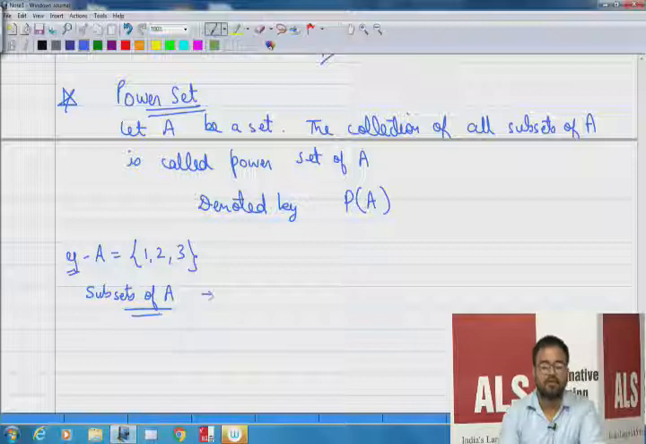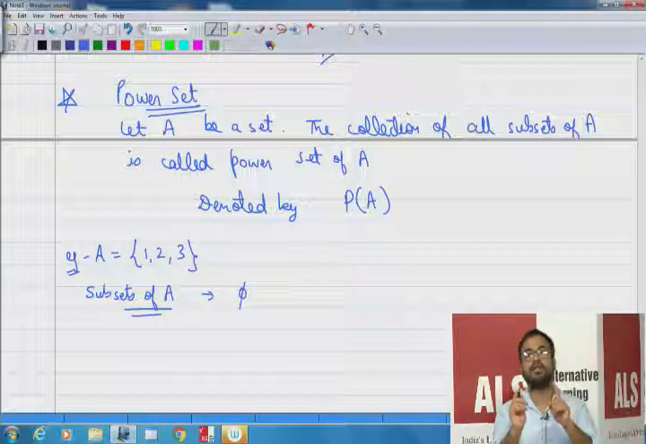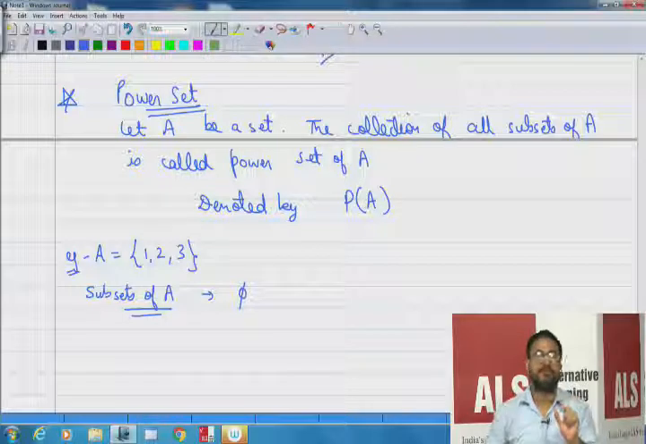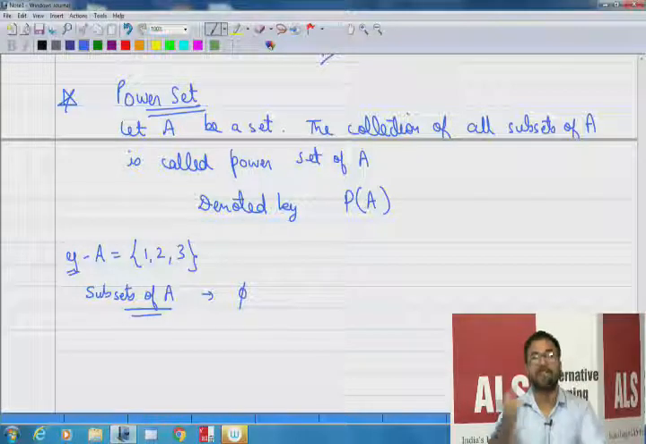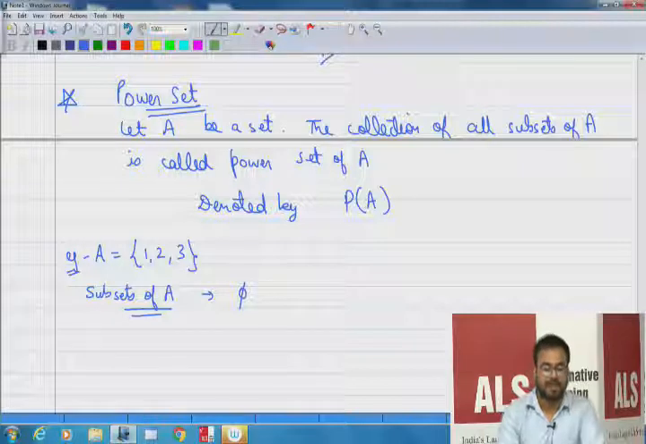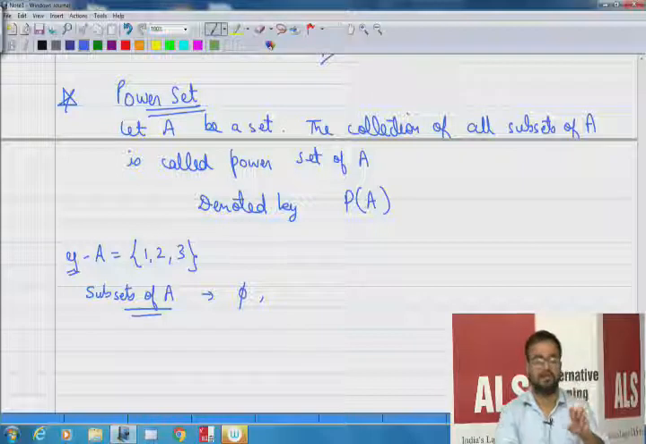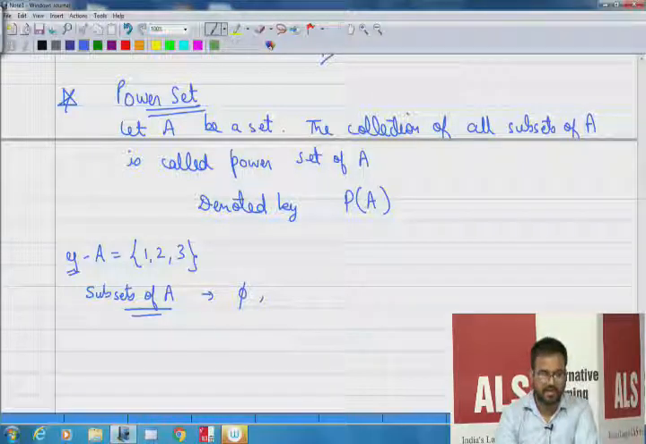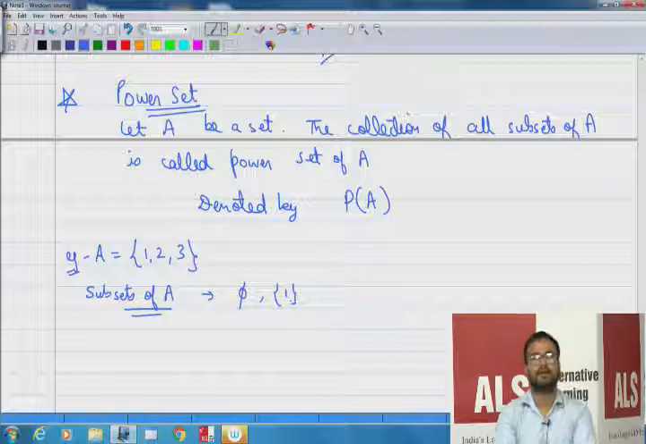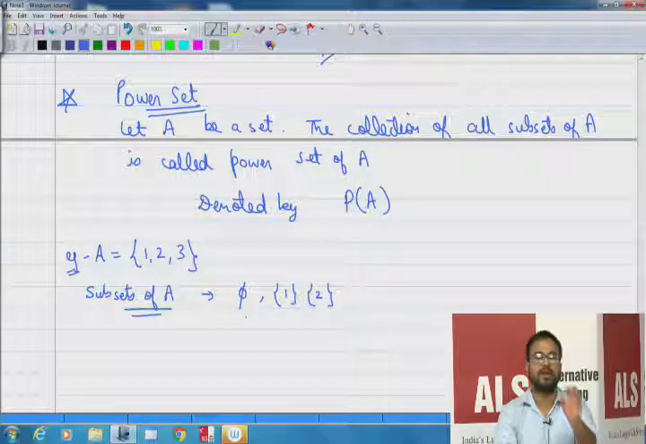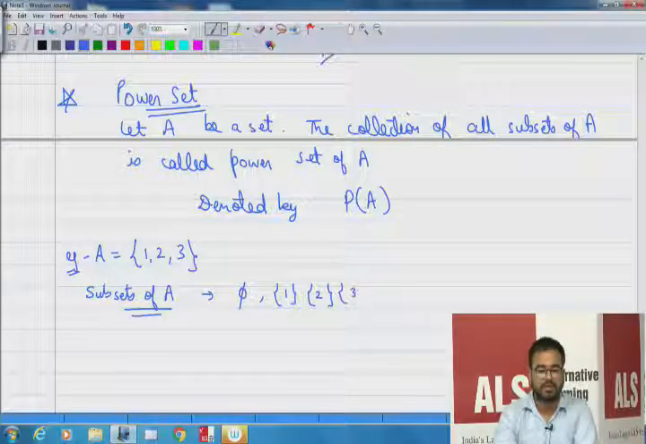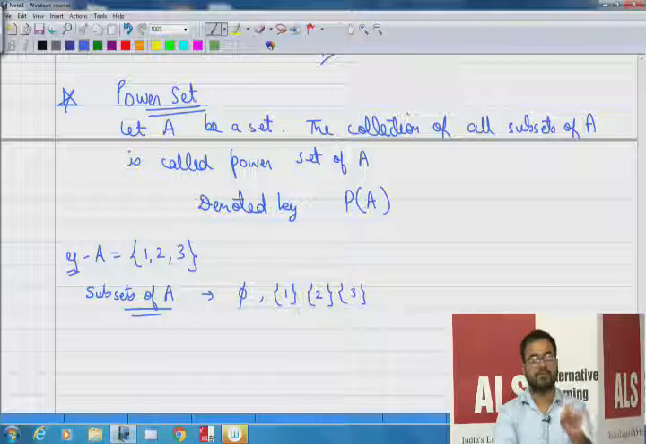First of all, always remember that the empty set φ will always be a subset. So we write only a single φ, without any curly brackets. Just remember this one: φ is always written without curly brackets when we are writing it as a subset. Now the second one will be {1}. 1 can be a subset because 1 is an element of A. So we write it in curly brackets, {1} is a subset of A. Then {2} is also a subset of A, you can pick any value. {3} is also a subset of A.